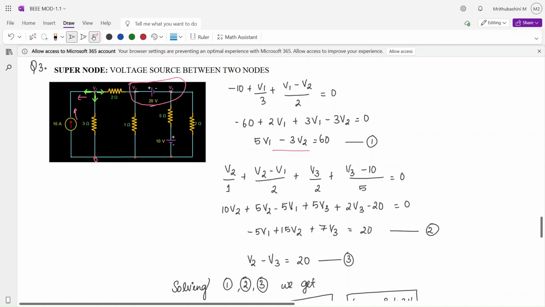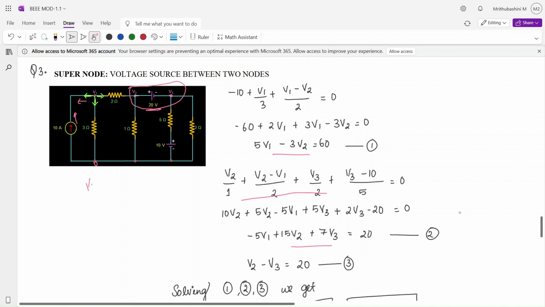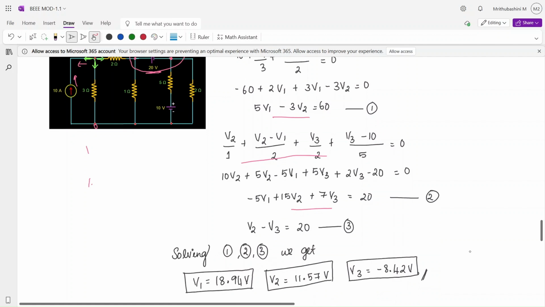So it's like V2 minus V1 by 2, V2 minus 0 by 1 plus V3 minus 0 by 2 plus V3 minus 10 by 5. See here, you will combine everything except this part. Alright. So if you solve this, you will get an equation. Next, we didn't touch this, right? You have to write one more equation based on this. Like this minus this is equal to this, right? So it's V2 minus V3 is equal to 20. I have written it right here. Alright, so if you solve these three equations, you will get V1, V2, V3.